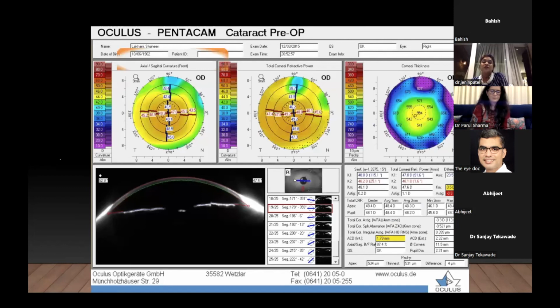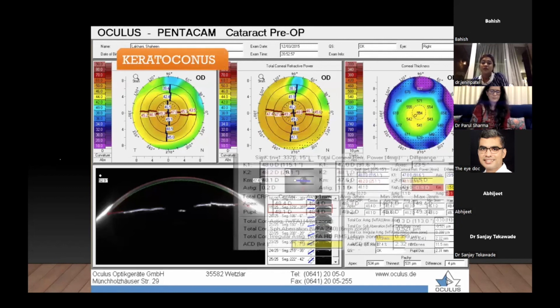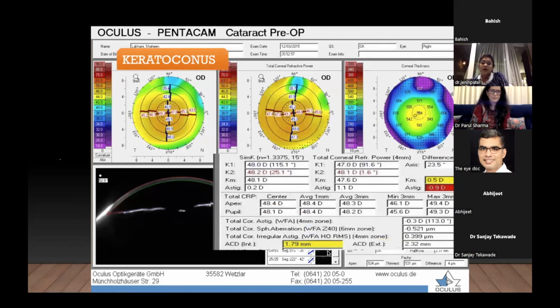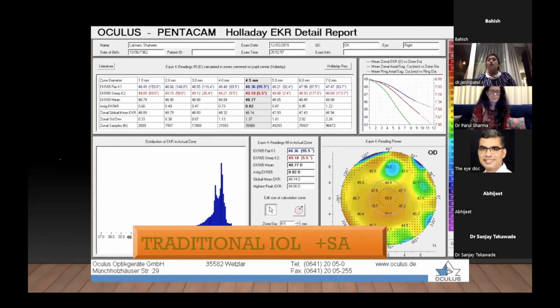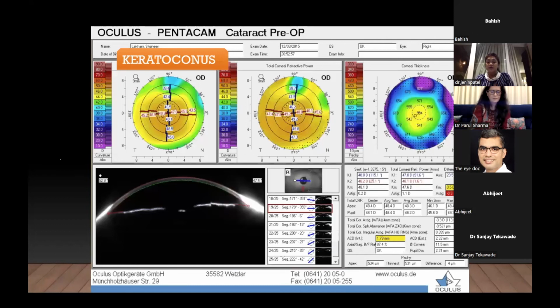Now, this is another case where you see a patient with keratoconus. You see the astigmatism is only 0.3. The spherical aberrations are minus 0.5, and you have the RMS or the higher order aberrations, which are still okay. Now, this particular patient has a peak which is like this. So you will go ahead and just do a traditional aspheric IOL for this patient, not putting in a toric. Now let's go back over here to understand these values.